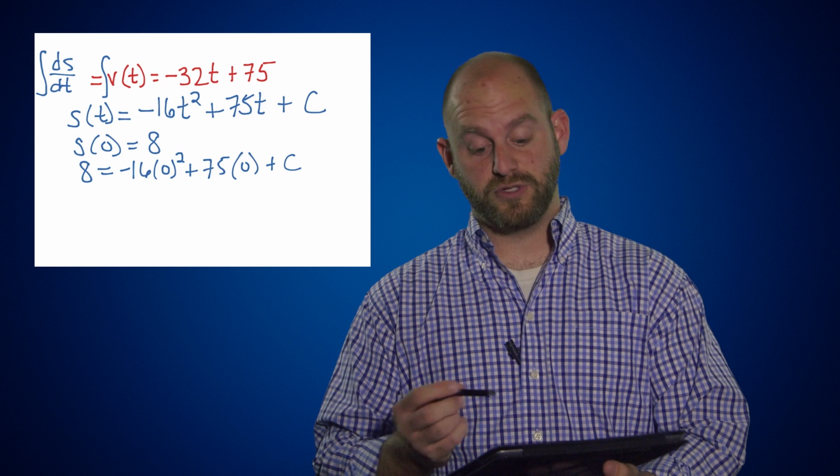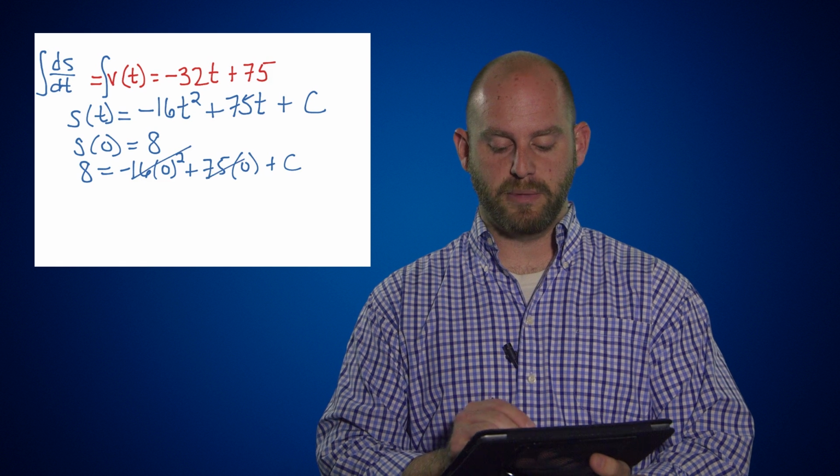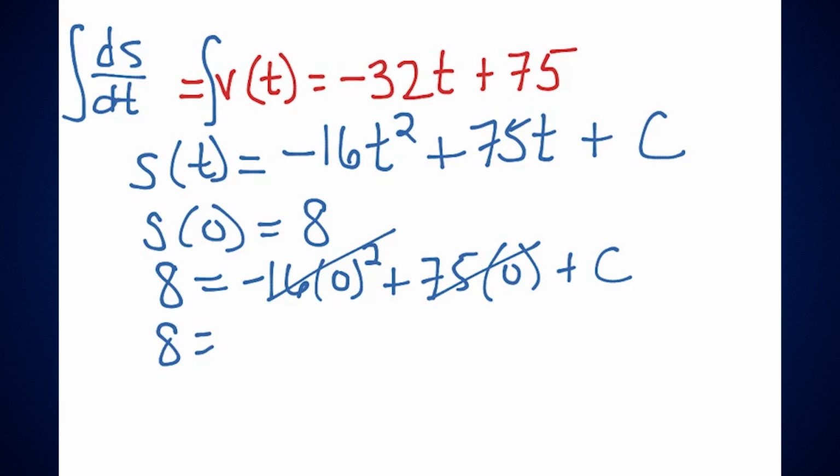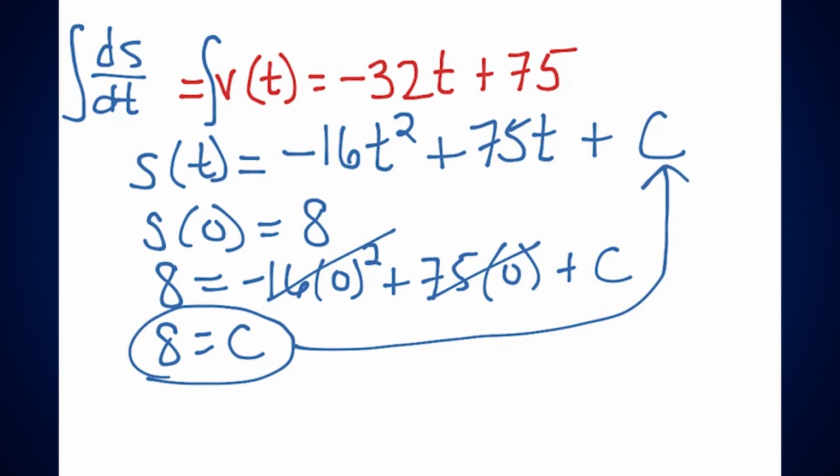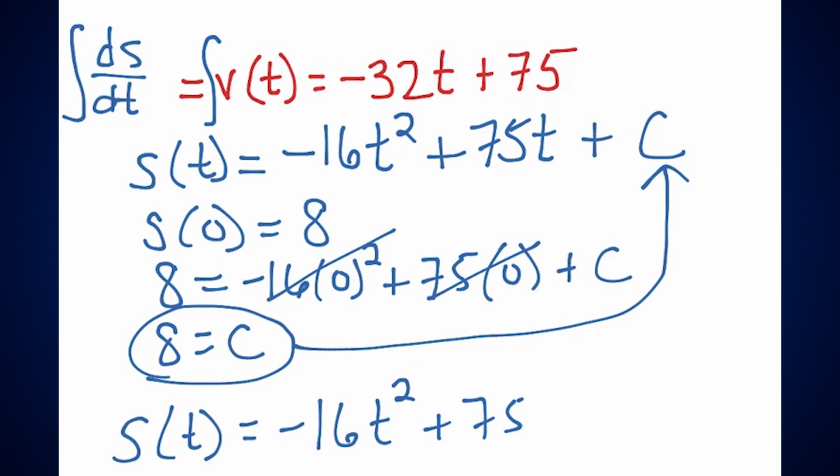So negative 16 times 0 squared and 75 times 0 are both going to become 0. And we realize that the constant of integration is going to be that initial height of 8 feet. So we're going to substitute this 8 feet into our constant of integration, giving us a position equation, which is negative 16t squared plus 75t plus 8.